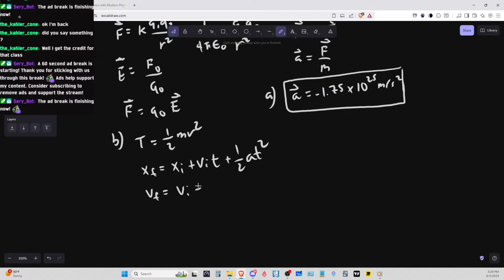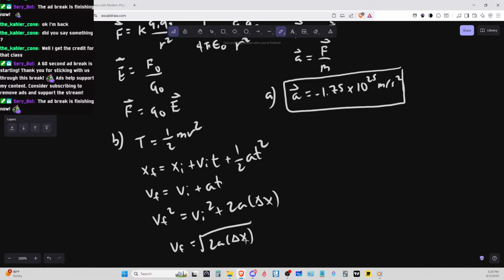So I think we're probably gonna use this one, but we don't have time, so we might have to use the last one. Times 2 to the acceleration and the distance. Okay, so I think we're gonna probably use this one, because I think the initial velocity is 0, so we don't have to worry about the initial velocity. Okay, let's do this.